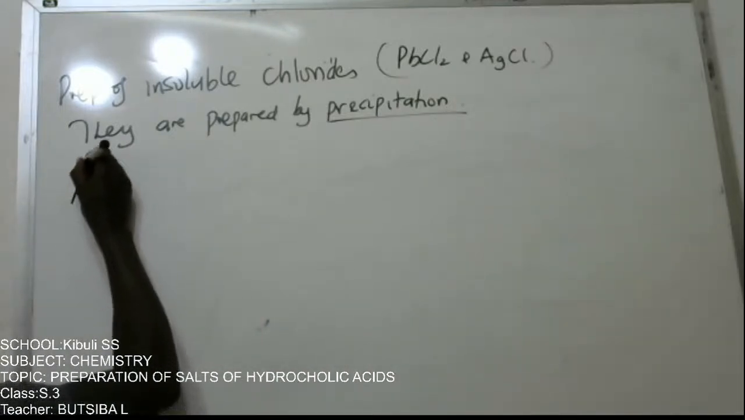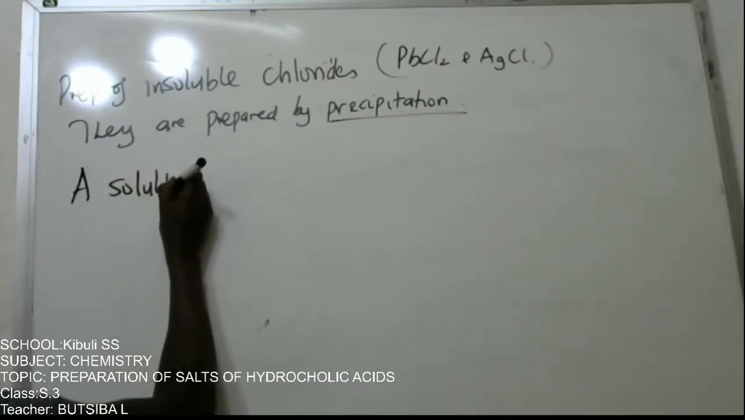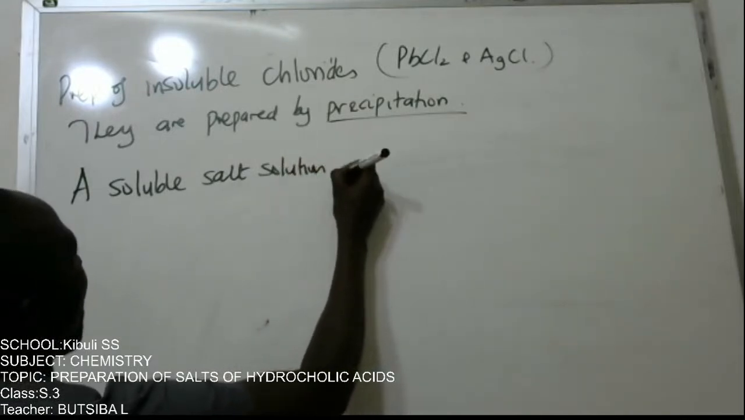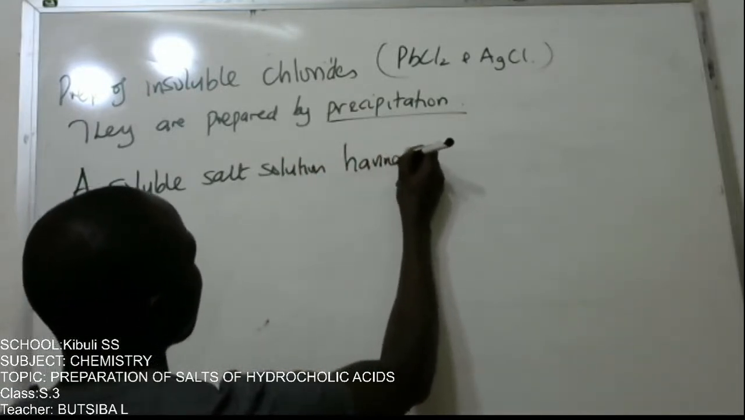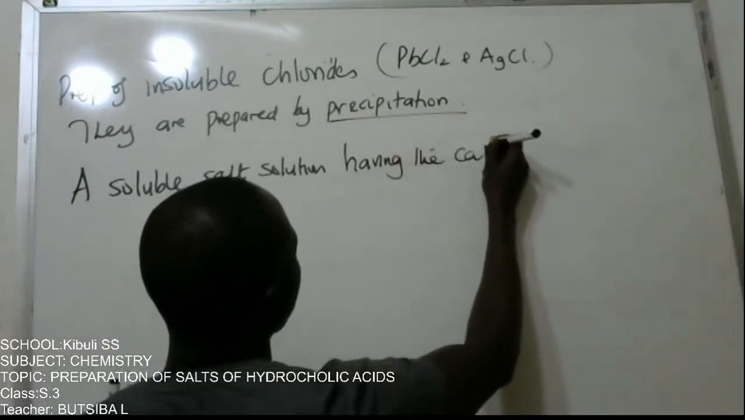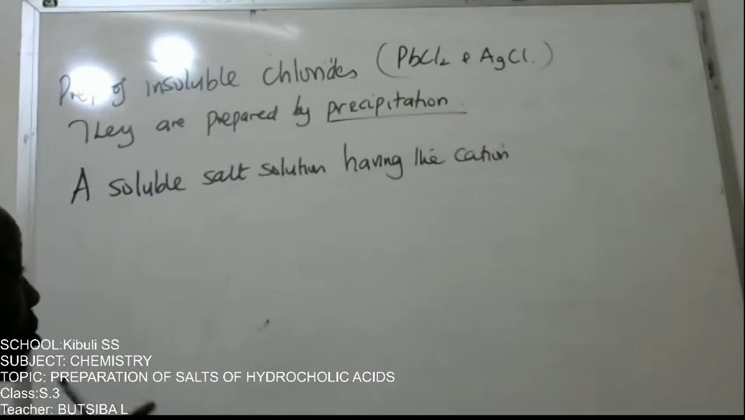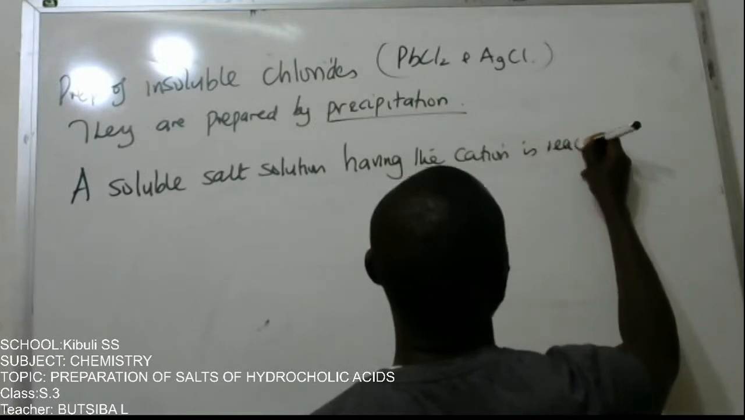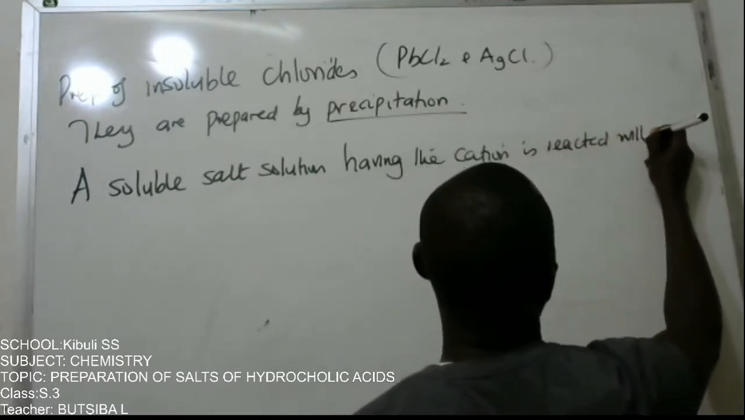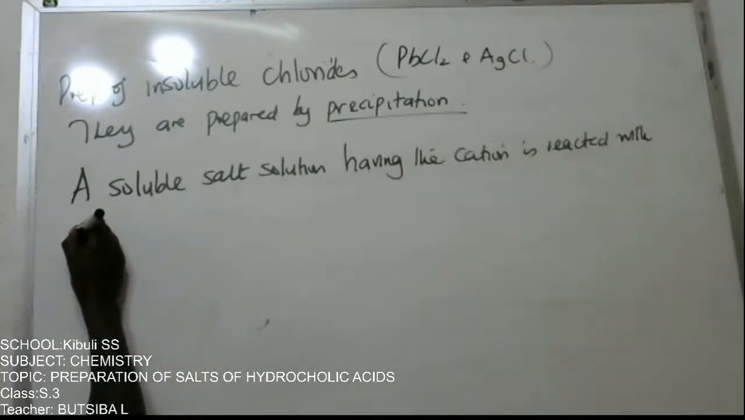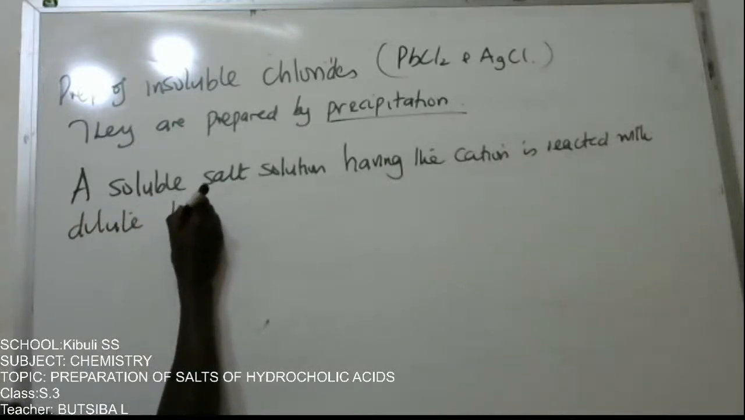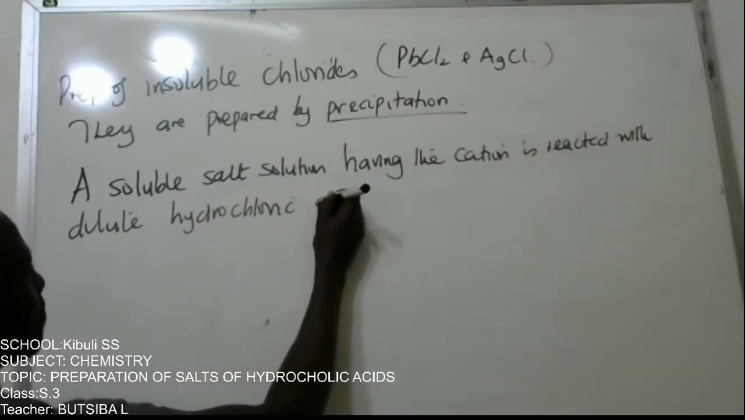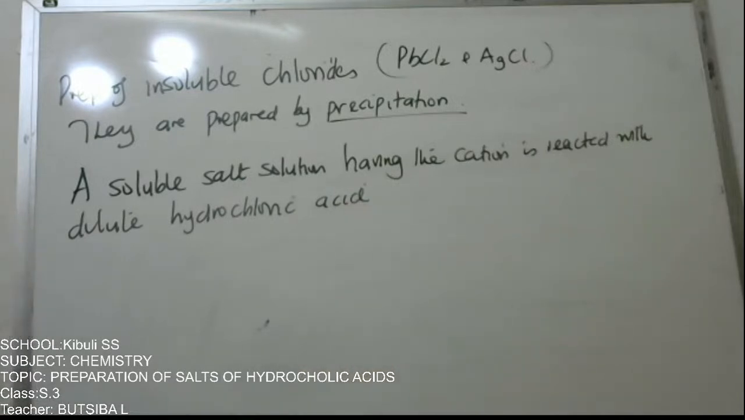So we use a soluble salt solution having the cation. Soluble salt solution having a cation is reacted or is mixed with what? Dilute hydrochloric acid. Full stop.